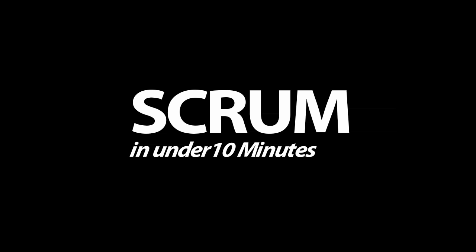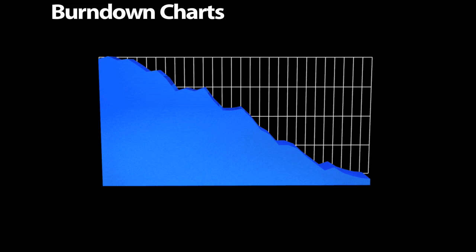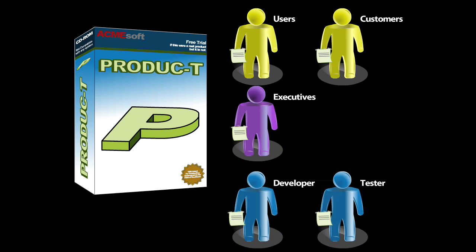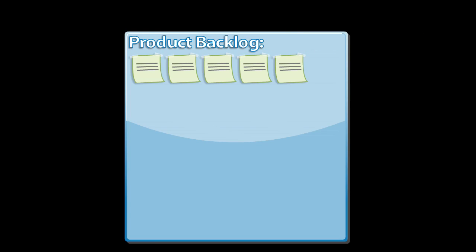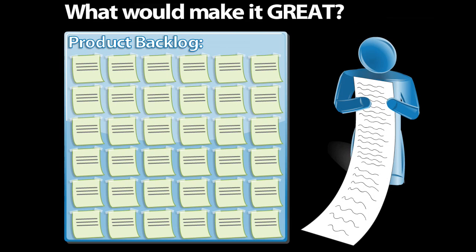I'll cover all the core Scrum concepts like product backlogs, team roles, sprints, burn-down charts, and more, so get ready to be bombarded with information. Let's say this is the product we want to build. For this product, we get all kinds of feature requests from users, customers, executives, or even other team members. In Scrum, the collection of all these features is called the product backlog. Another way to think of the product backlog is to think of it as a wish list of all the things that would make this product great.